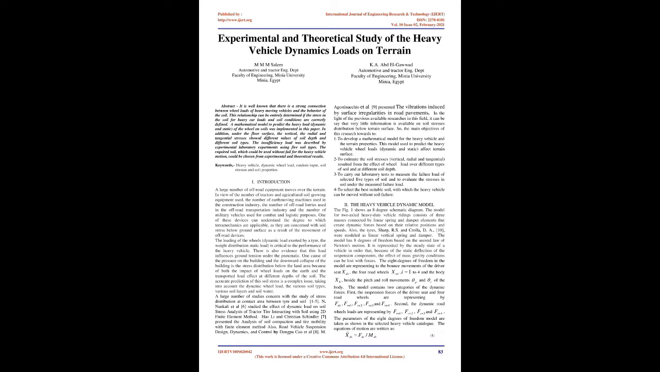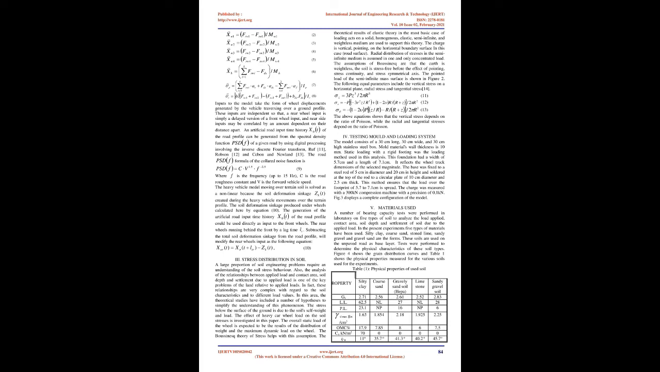The accurate prediction of the soil stress is a complex issue, taking into account the dynamic wheel load, the various soil types, various soil layers and soil water. A large number of studies concern the stress distribution at the contact area between tire and soil, 1 to 5. Nankali et al. 6 studied the effect of dynamic load on soil stress analysis of a tractor tire interacting with soil using the 2D finite element method. Howley and Christian Schindler 7 presented the analysis of soil compaction and tire mobility with the finite element method. Also, road vehicle suspension design, dynamics, and control by Dongpyo Cao et al. 8. Agostinaccio et al. 9 presented the vibrations induced by surface irregularities in road pavements.